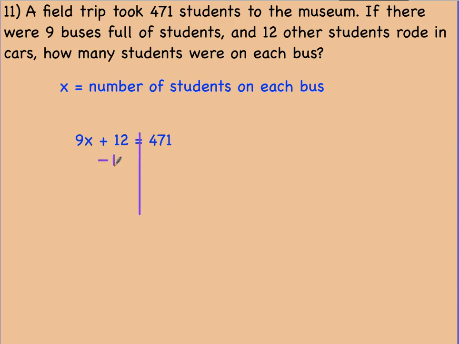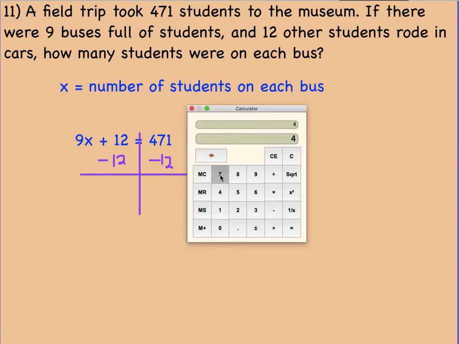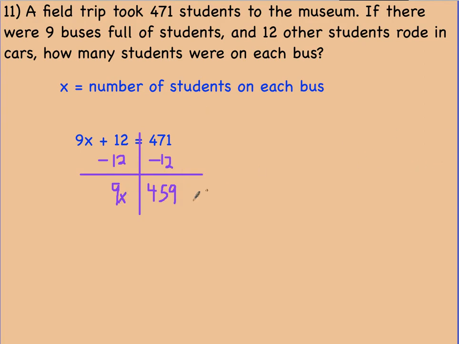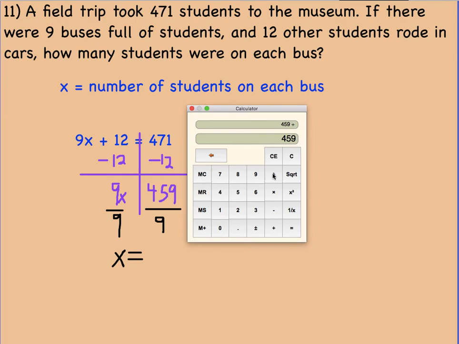All right, let's go ahead and work this out then. We'll do our inverse operations, right? Subtract 12 on both sides. If you need to use a calculator, I always suggest that you do. There's no reason not to, right? 471 minus 12. I'm sure you can do that in your mind, but why not? 459. And then we have 9x left on this side of the equation. And then we're going to divide. I should have left my calculator open there, right? Divide by 9. Divide by 9. We get x equals 459 divided by 9, 51.